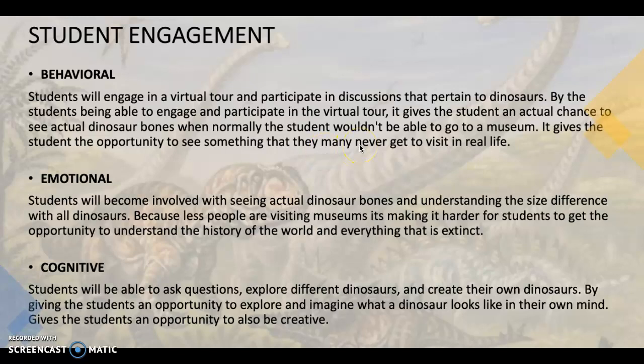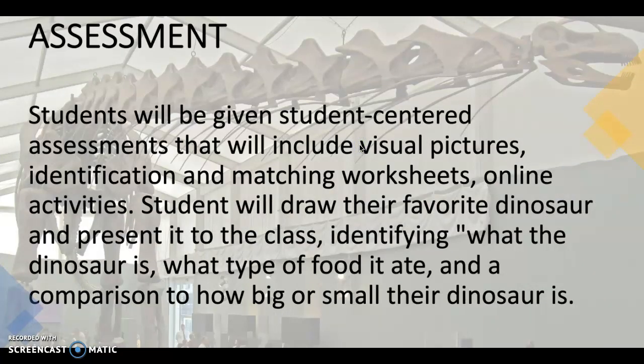The student engagement would include the behavior, emotional, cognitive. The behavior would be that the students would engage in the virtual tour and participate in discussions that pertain to dinosaurs. Emotional would involve seeing actual dinosaur bones and understanding the difference between them. And the cognitive would be the students being able to ask questions and explore the different dinosaurs and also create their own dinosaur.